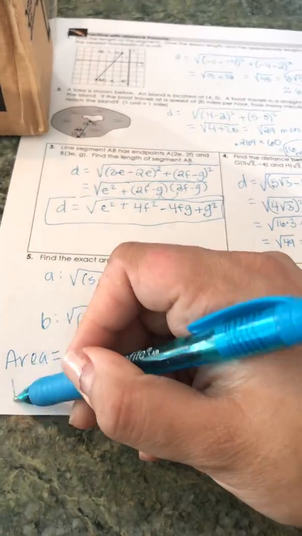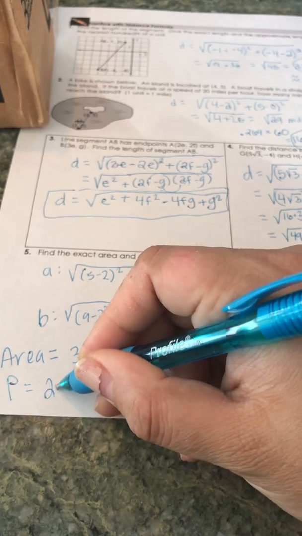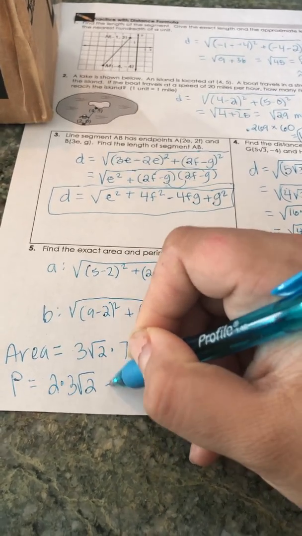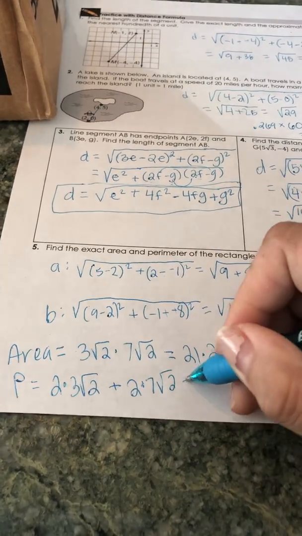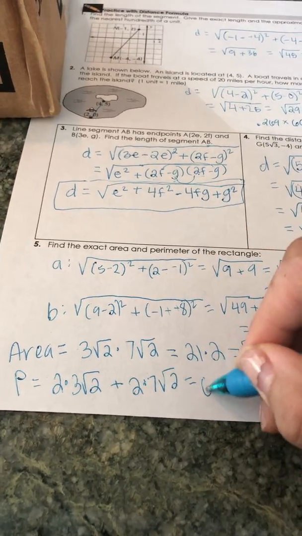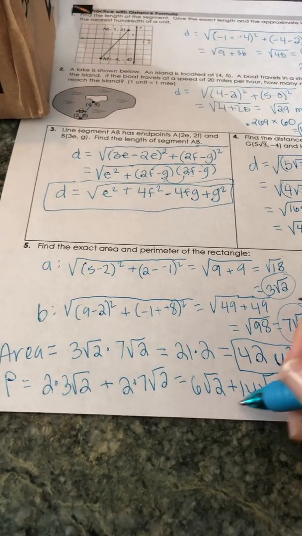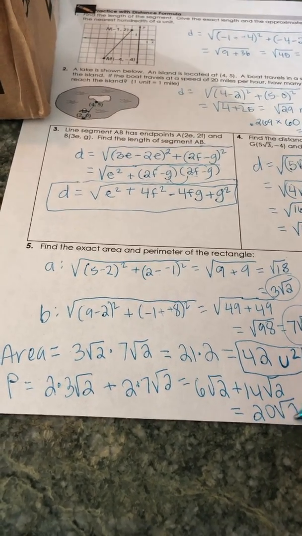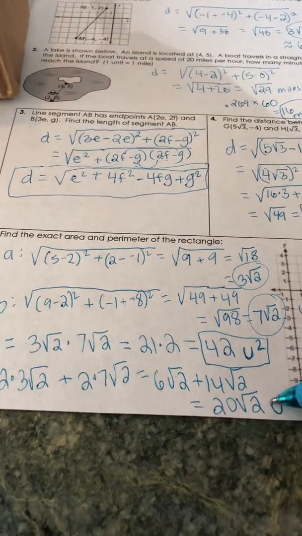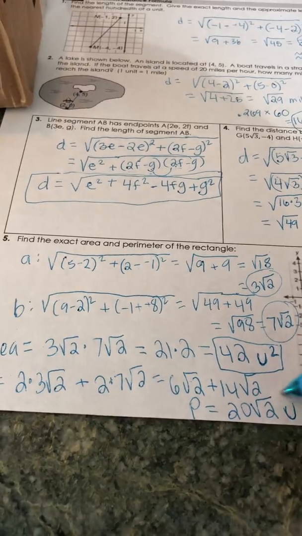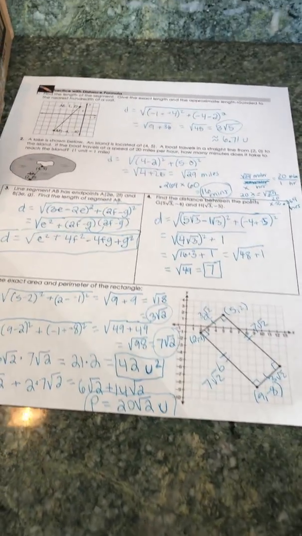And then find the perimeter as well, which just means add up all the sides. So there were 2 sides that are 3√2 and 2 sides that are 7√2. So this comes out to 6√2 plus 14√2, and altogether that's 20√2, which we can combine because the radicals were the same. You have to put a u for perimeter. Since it didn't tell me what the units were, you have to include that u. And that's pretty much it.